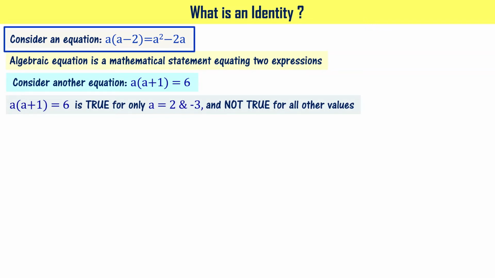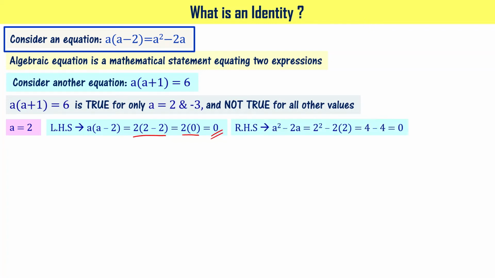Now let's consider the initial equation, that is a times a minus 2 equal to a square minus 2a. Now let's assume a equal to 2 and see what is the value of left hand side expression and find the value of right hand side expression and see whether they match or not. LHS is going to be a times a minus 2, that is equal to 2 times 2 minus 2, that is equal to 2 times 0 equal to 0. Now let's go to the RHS. RHS is a square minus 2a, that is 2 square minus 2 times 2, that is 4 minus 4, that is equal to 0. LHS is equal to RHS.